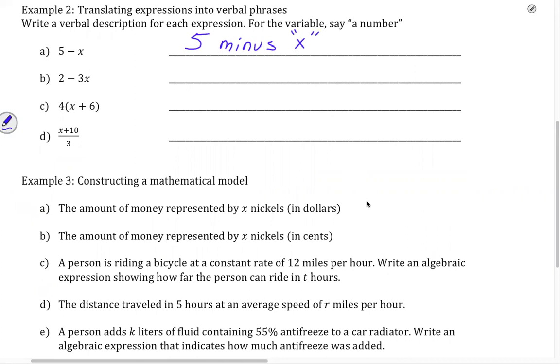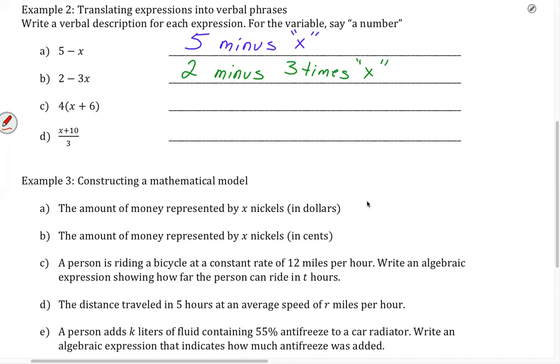Now, b says 2 minus 3 times x. So I'm going to write 2 minus 3 times x. I could write 2 decreased by 3x, but I like minus. Let's stick to the things we know, all right?